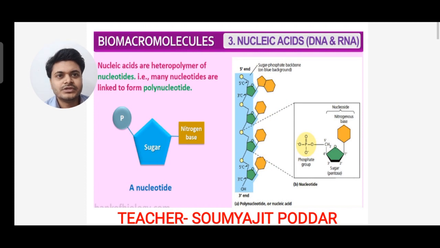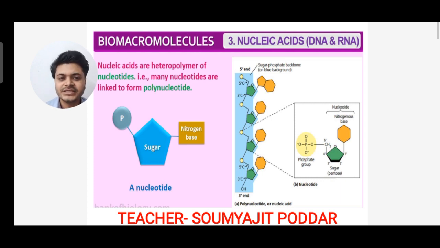So let's start with the topic nucleic acids. Nucleic acids are biomacromolecules. Your nucleic acid comprises DNA and RNA. Nucleic acids are heteropolymers of nucleotides. That is, many nucleotides are linked together to form a polynucleotide.